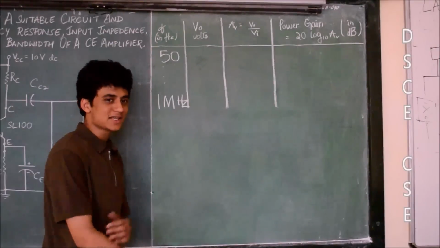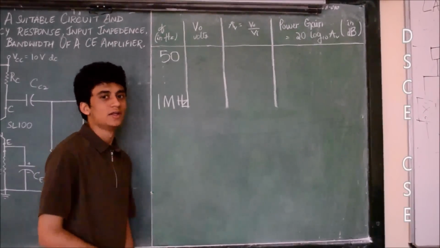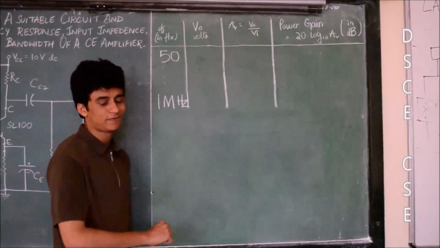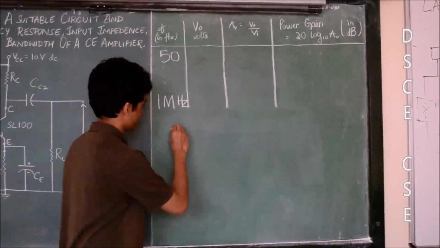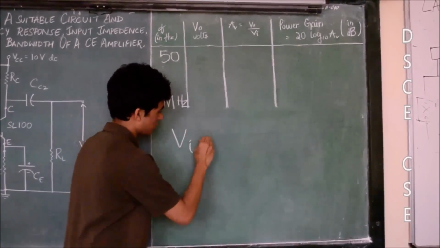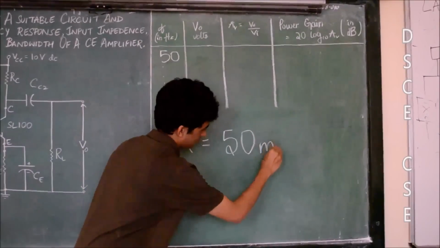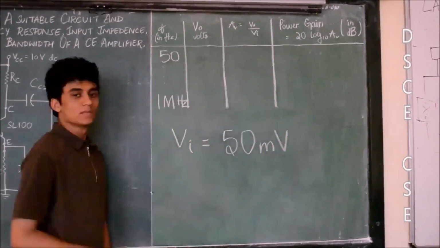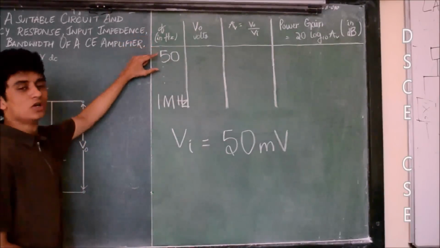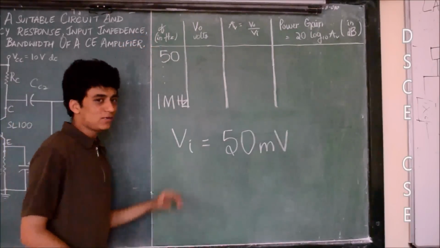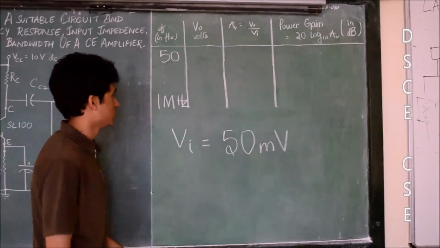We make the circuit connections as shown in the circuit diagram, and we give input to the amplifier through the signal generator. The signal generator generates a sinusoidal waveform, and we set the peak-to-peak value of this waveform to 50 millivolts. We call it VI or Vin. Then we set the frequency of the input waveform to 50 Hz initially, and then we keep increasing the frequency in terms of the semi-log graph sheet until we reach 1 MHz.